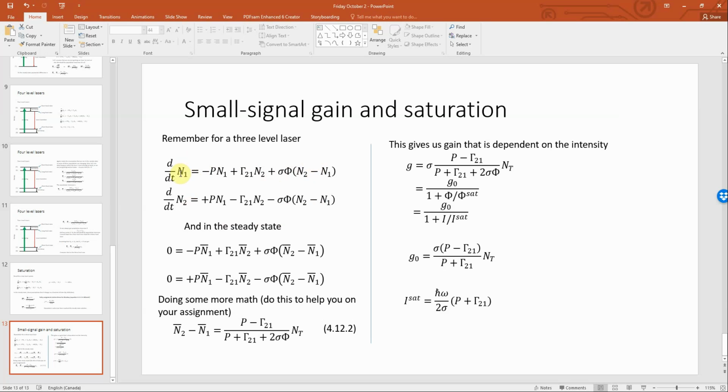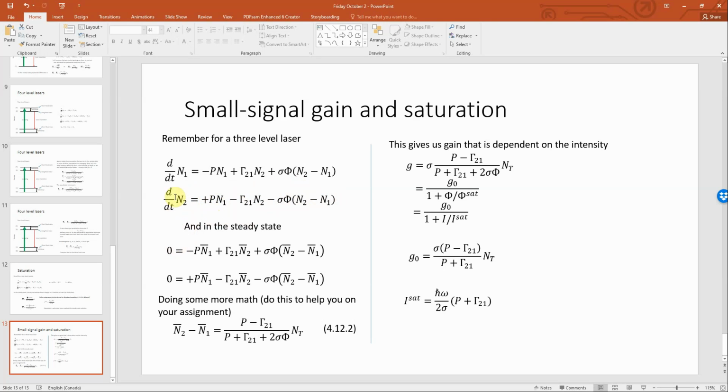So for a 3-level laser, we have these two differential equations. The rate of change of the ground state is given by: we lose ground state population by pumping, we gain ground state population by spontaneous decay, and we gain ground state population by stimulated emission here. And the rate of change of the excited state population is: we gain population by pumping from the ground state, we lose population in the upper state by spontaneous decay, and we lose population by stimulated emission.